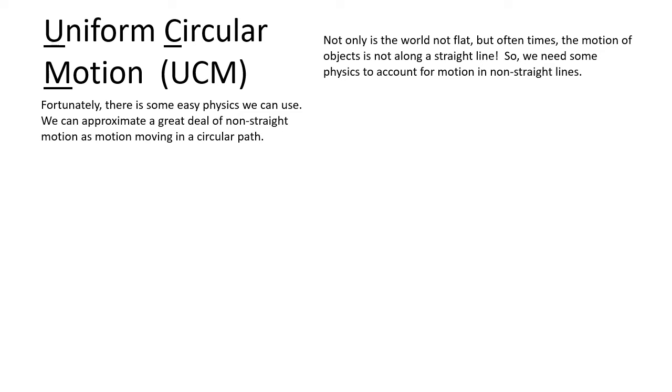All right, let's talk about uniform circular motion, or UCM. See how the initials make up what we're talking about. The world is not only flat, but oftentimes the motion is not on a straight line. So you've got to have some physics to account for this motion that's not in a straight line. Fortunately, there's some easy physics we can use. We can approximate a great deal of non-straight motion as motion along a linear or a circular path.